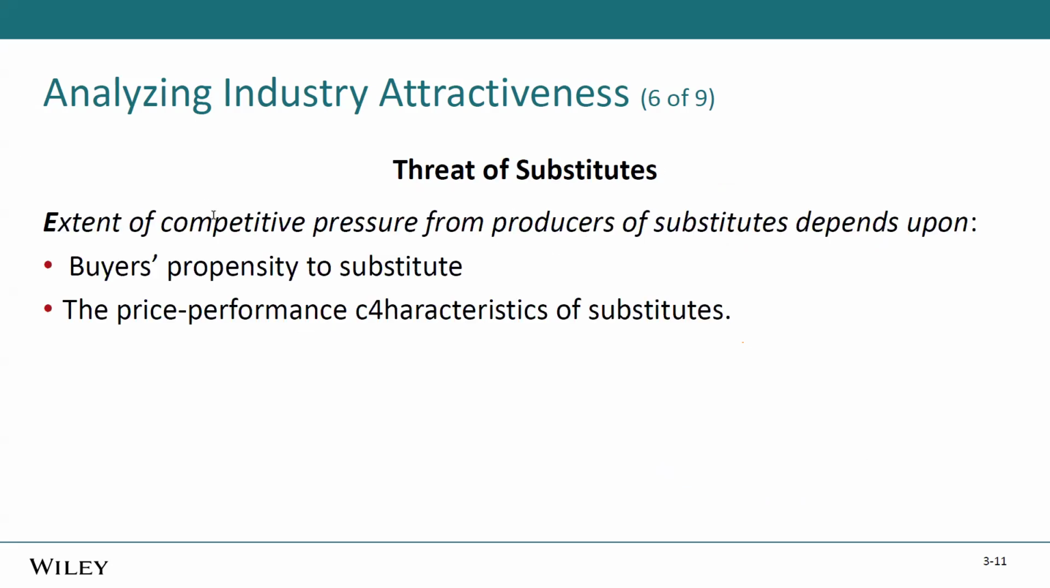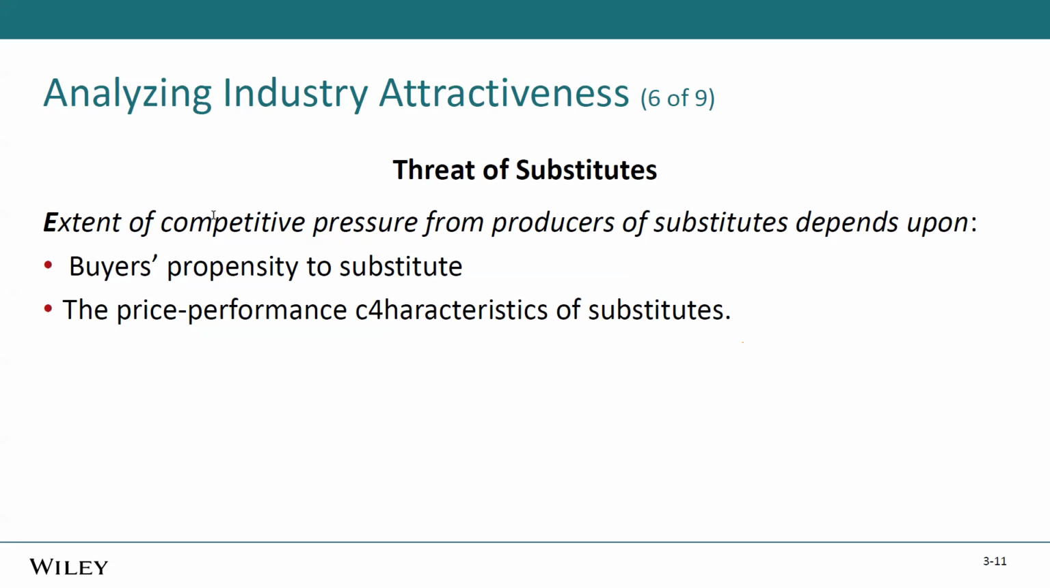Let's start with threat of substitutes. The main thing there is the buyer's propensity to substitute and the price performance. Sorry, there's a typo in this slide. I should say price performance characteristics. If we're talking about coffee, well, how likely, on average, are buyers to be willing to substitute tea for coffee? And what's the price performance of that? If I was going to be totally utilitarian as a coffee drinker, maybe I'm thinking, well, what's the price per milligram of caffeine from tea versus coffee? And is that a good trade-off for me?